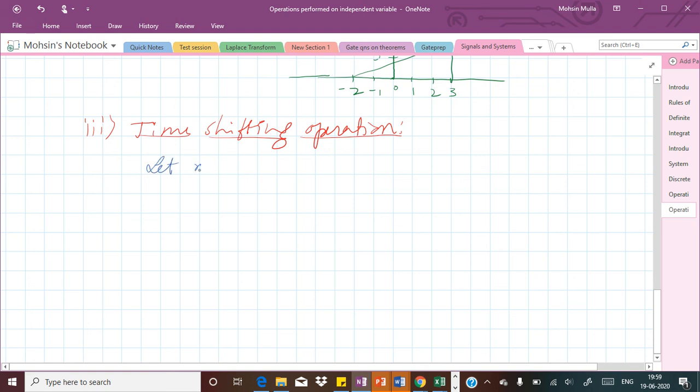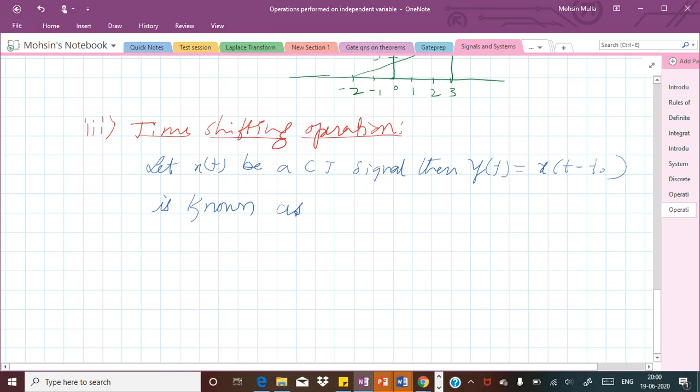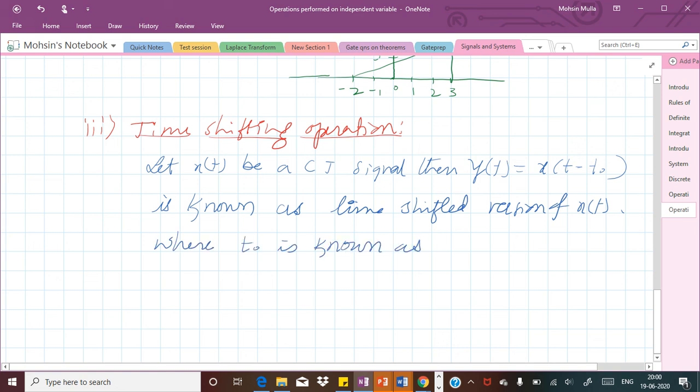So let x of t be a CT signal, then y of t equal to x of t minus t naught is known as the time shifted version of x of t, and t naught is known as the time shift. It is the value by which the signal will be shifted.